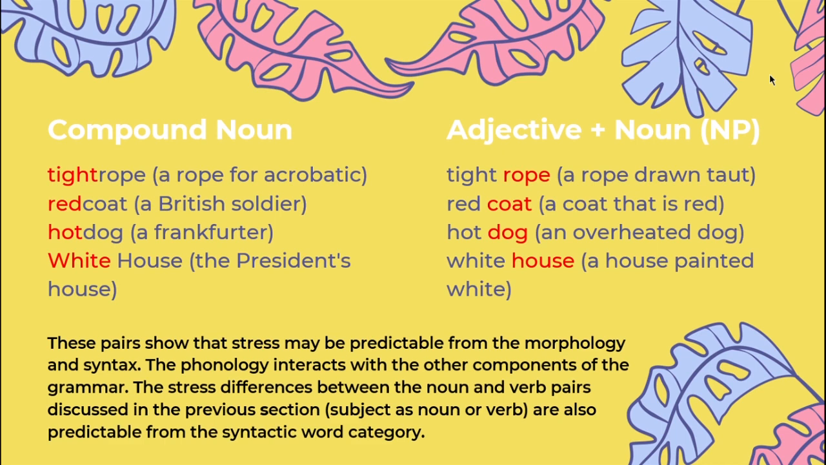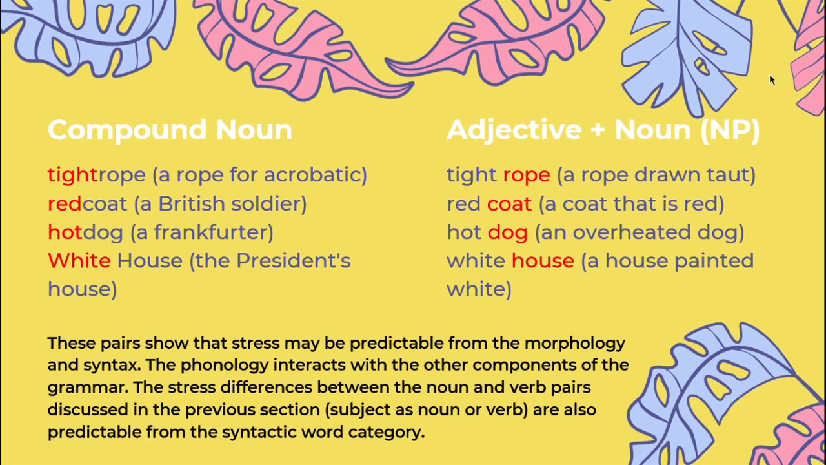The first from compound is tightrope. The meaning is a rope for acrobatics. And then from the noun phrase side is tightrope. The meaning is a rope drawn taut. And then redcoat. The meaning is British soldier. And then red coat. The meaning is a coat that is red.